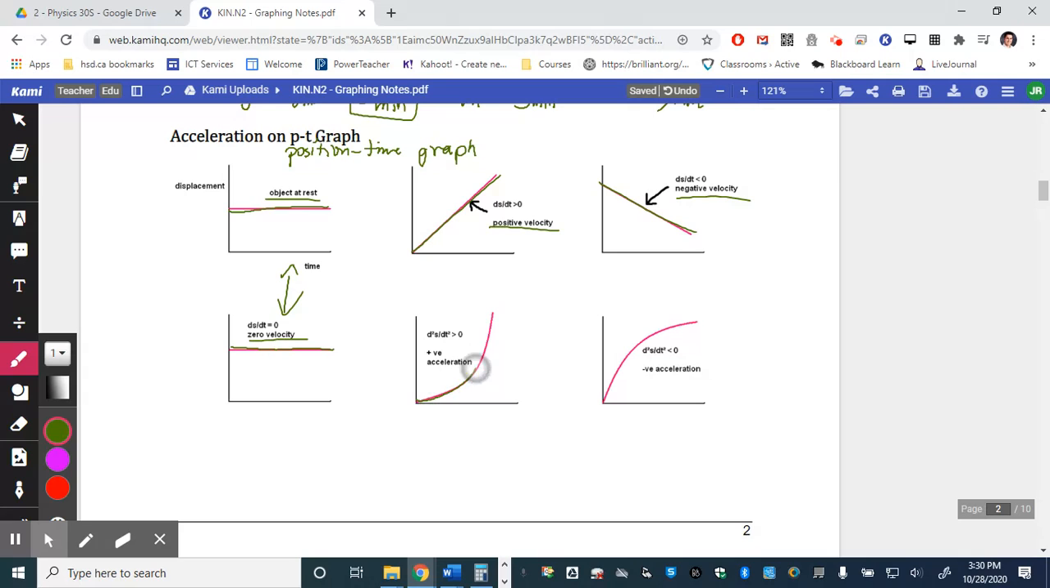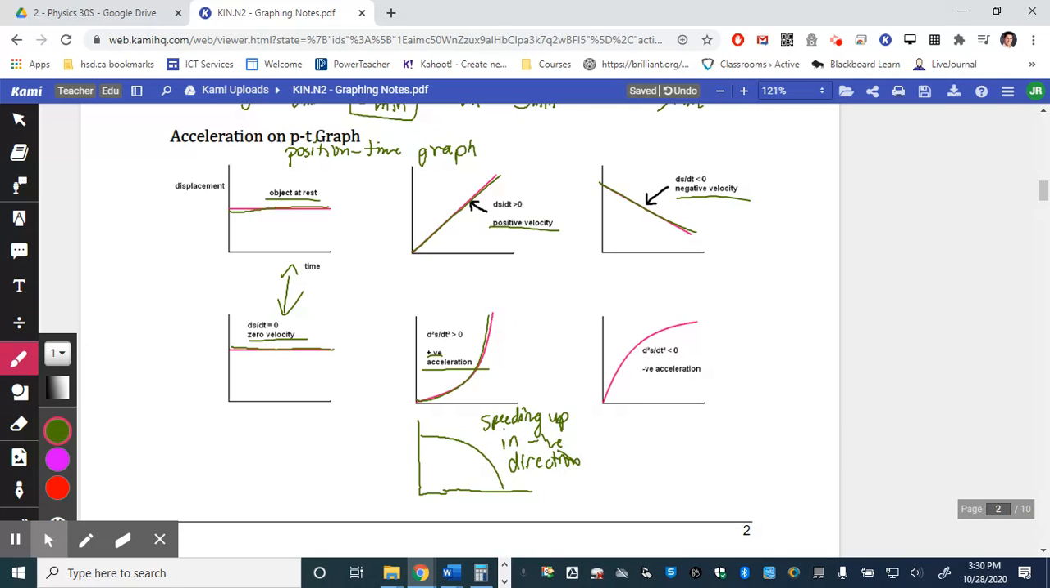If we're curving, that's when we have an acceleration. This curve is a positive acceleration. Another example would be a negative acceleration if it was like this, right? Because we are getting faster, but in the negative direction. We're speeding up. So this is speeding up in the negative direction.